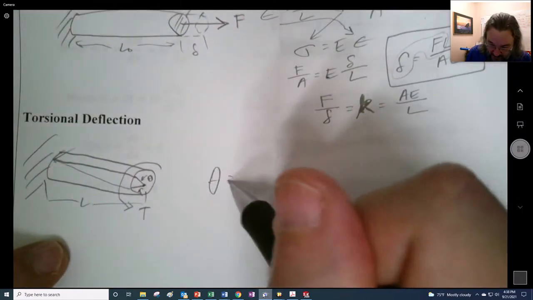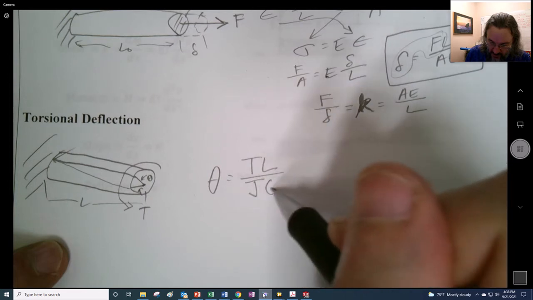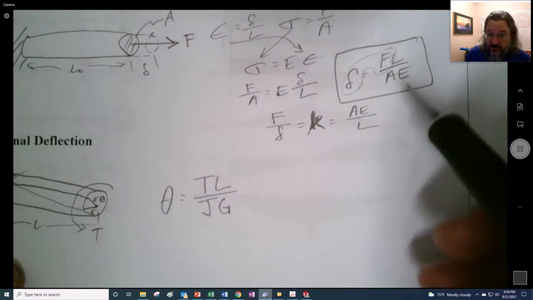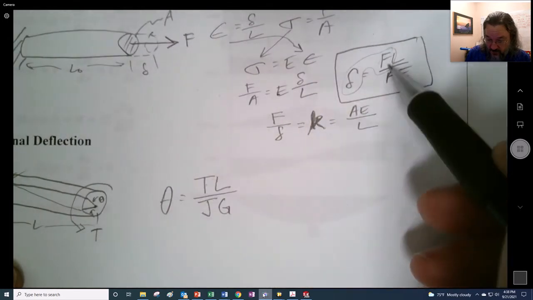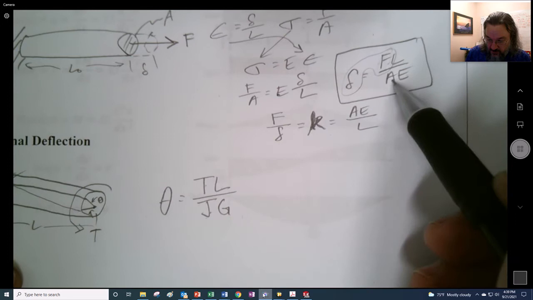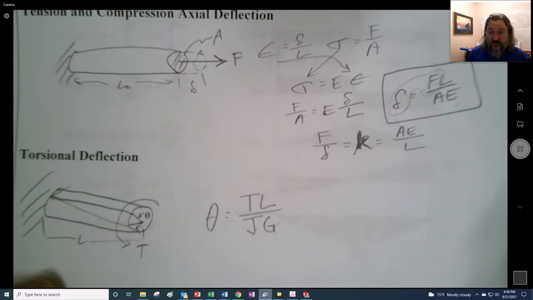We would find that the deflection in this is TL over JG. It's a kind of similar setup to before, where there's the load, here's the length, here's a cross-sectional property, and here's a material property. So you can kind of think of it in those terms.